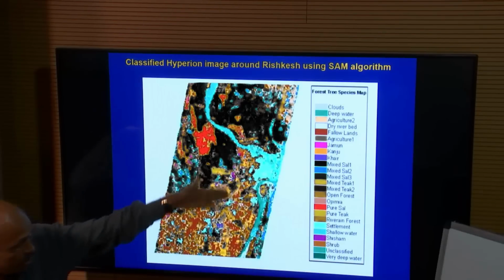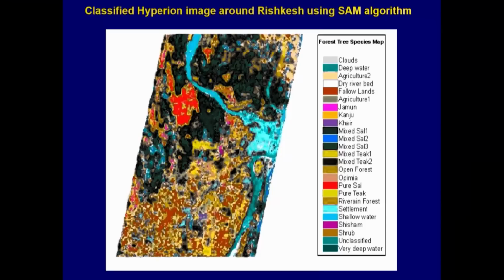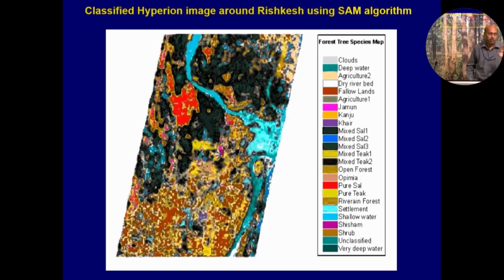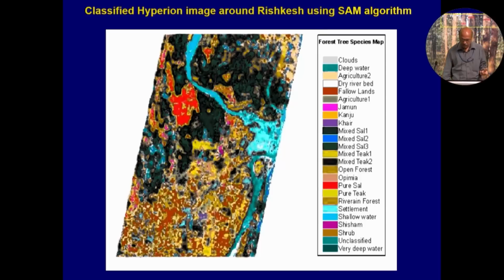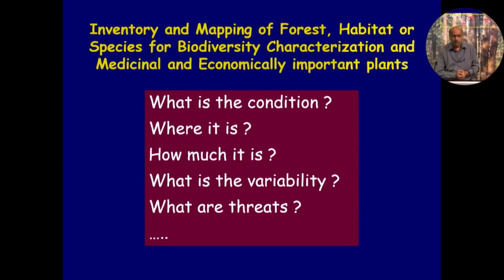So what I am trying to say is, when you go for species level mapping, high spatial, high spectral resolution data will be very useful, if you happen to get it. Now we have some flights in India, we are trying to do that. So now let us go into the biodiversity characterization. We would like to know what is the condition of my biodiversity, where it is found, that I can use GPS, how much it is there, because I am going to do the quantification.